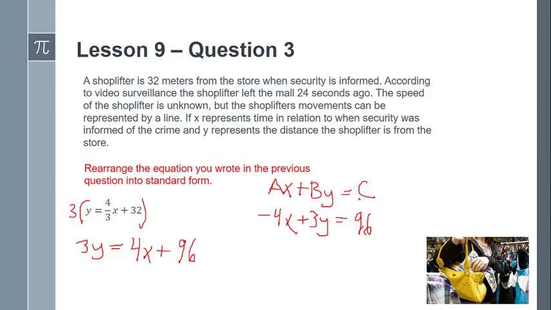There's just one extra thing we have to do. The a term here, in this case the negative 4, can't be negative. When they define the general form, they define that the a term has to be positive. In this case, it's negative right now. So to make it positive, I can multiply through by negative 1. I can multiply every term by negative 1 to change the signs. Basically, multiplying by negative 1 just changes the signs everywhere. So we get that 4x minus 3y is equal to negative 96.